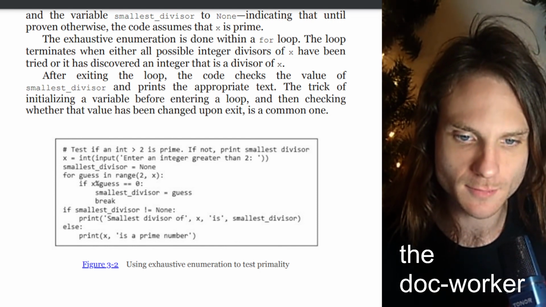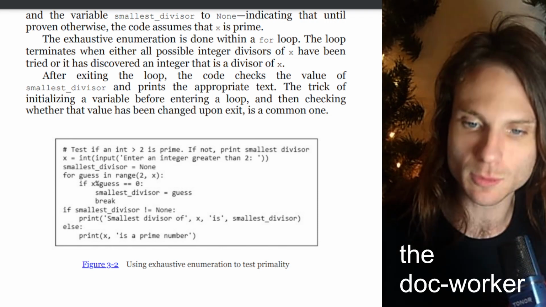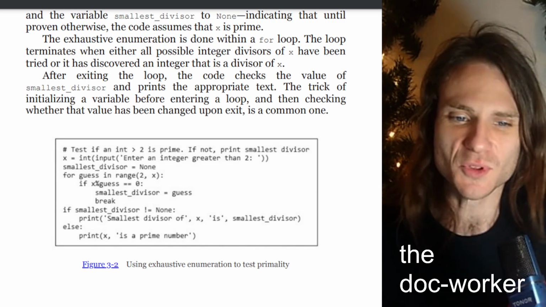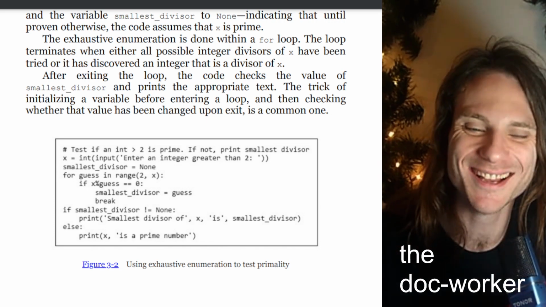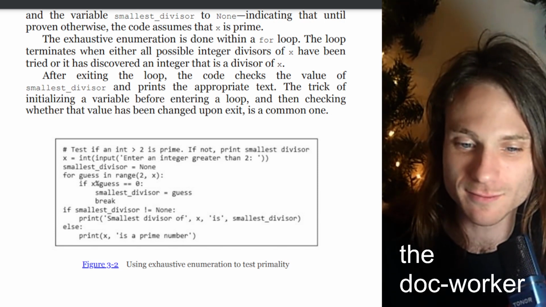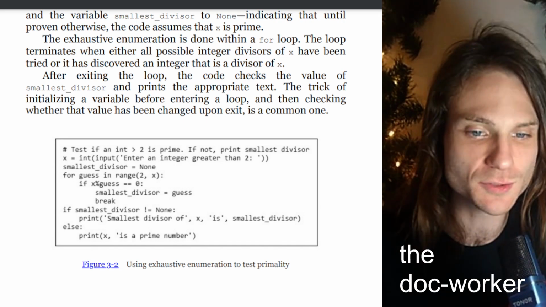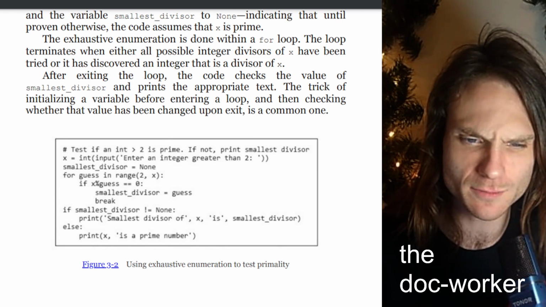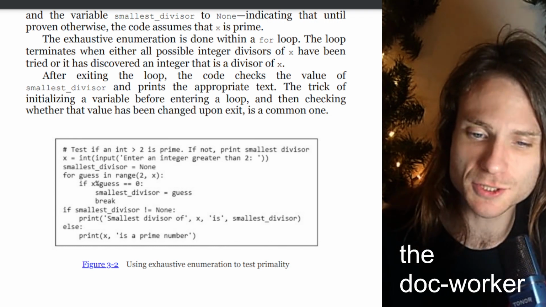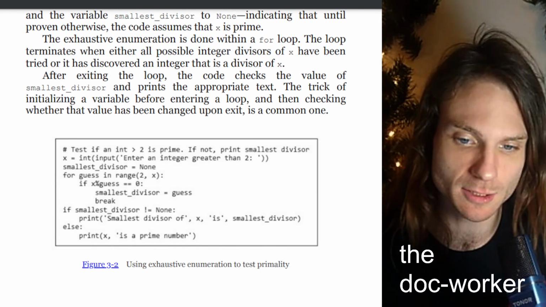Check it. So this will test if an integer greater than 2 is prime. If not, it will print the smallest divisor. x will be equal to whatever the user passes in response to this string, converted into an integer, our variable smallest_divisor will start out equal to None. And the for loop for guess in range 2 to x, so starting and including 2, up to but not including the value of x.